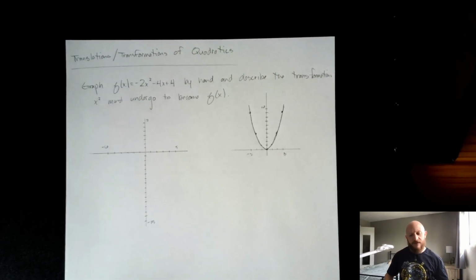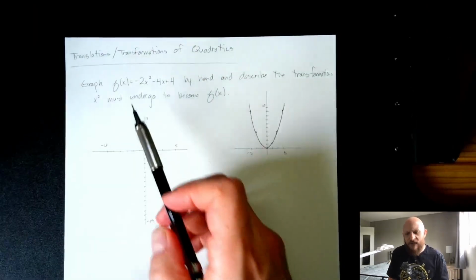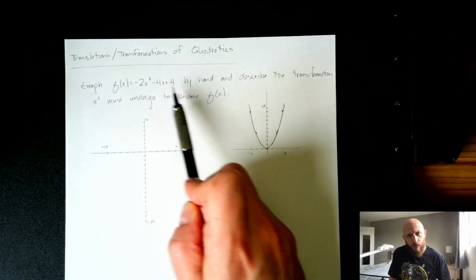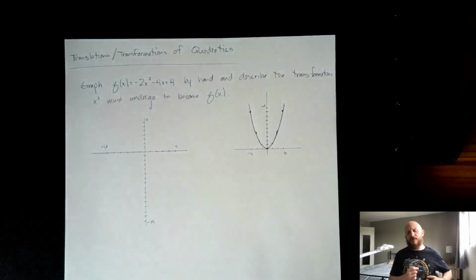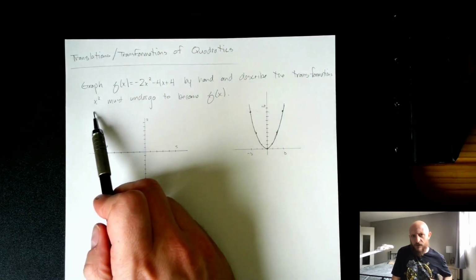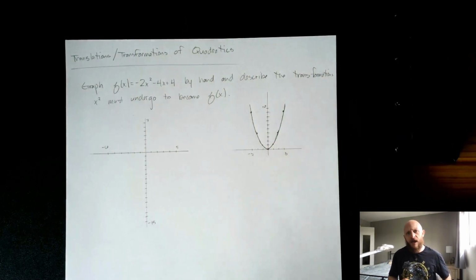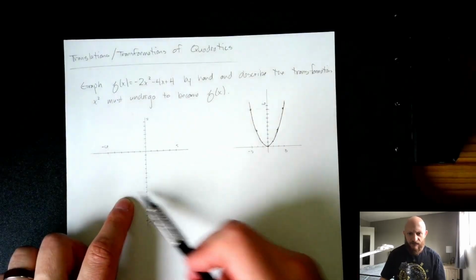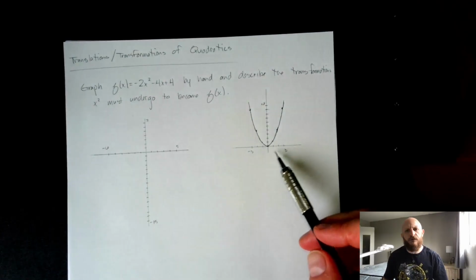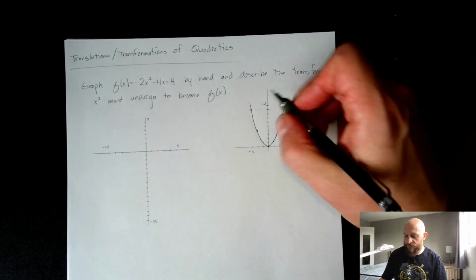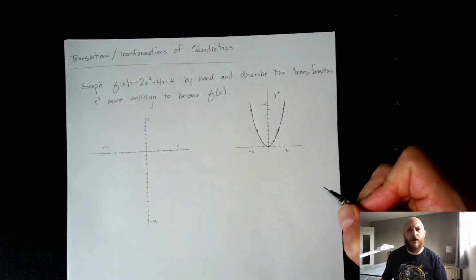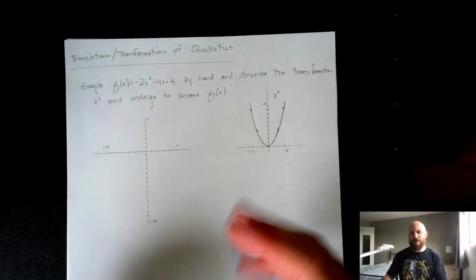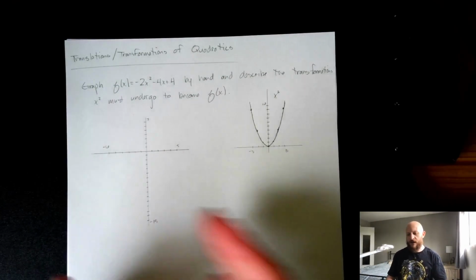In particular, you might be given a question like this: graph f of x equals negative 2x squared minus 4x plus 4 by hand, and describe the transformations that x squared must undergo to become f of x. So I have my grid here where I'm going to graph out f of x. I also put over here, just as reference, regular old x squared. So the idea is we want to think about what would have to happen to x squared for it to become f of x.